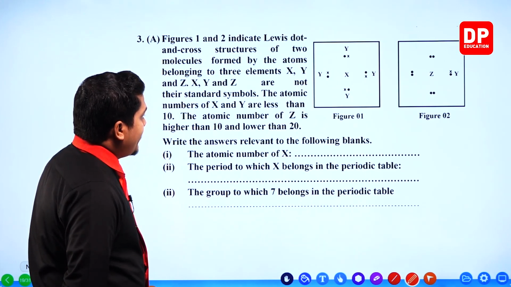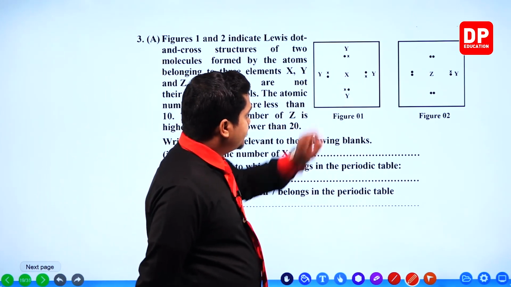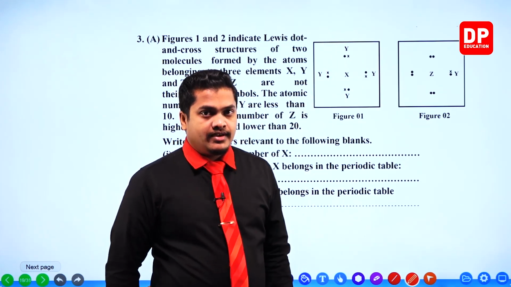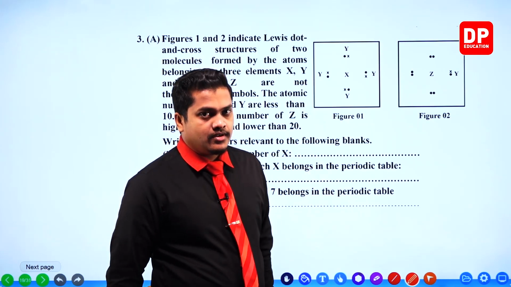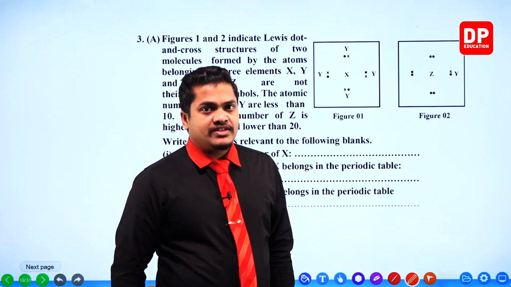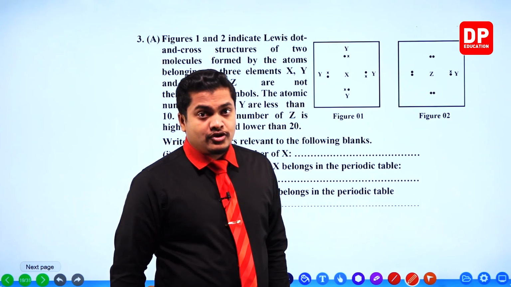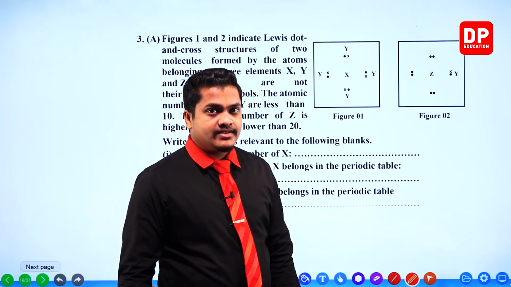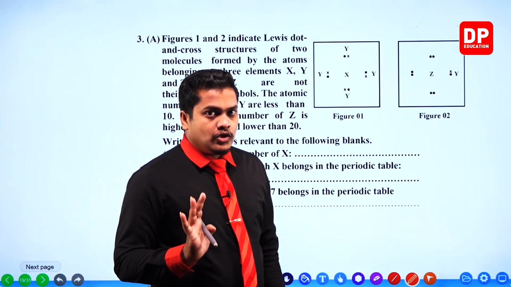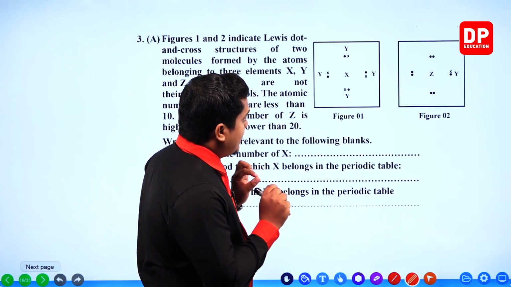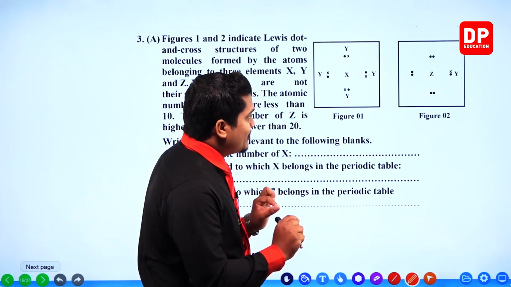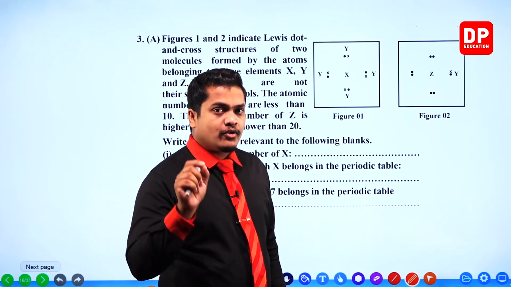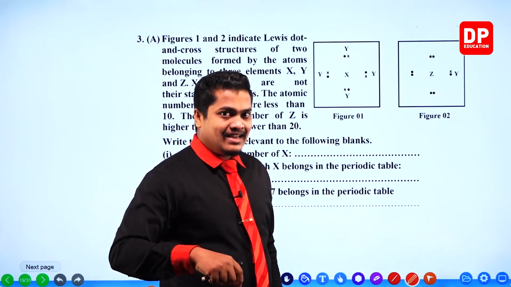The atomic number of X is asked here. X has created 1, 2, 3, 4 bonds. X has created 4 bonds. That means within the outermost energy level, the valence energy level, my dear children, there should be 4 electrons in X. So when you take the element X, it must be in the 4th group.